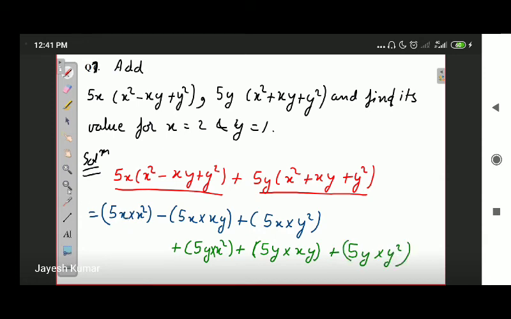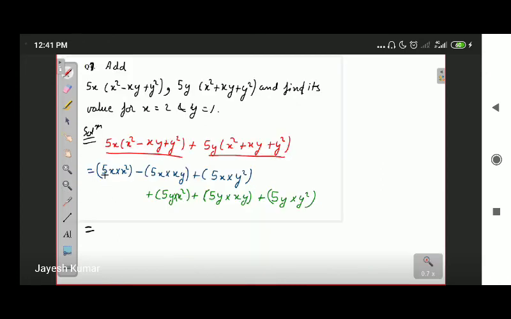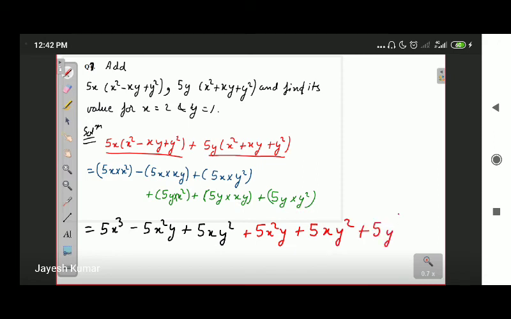Okay, let's see. So this will be 5x cube minus 5x square y plus 5xy square, and the next term will become plus 5x square y plus 5xy square plus 5y cube. Okay, now what we have to do is simplify all these terms.